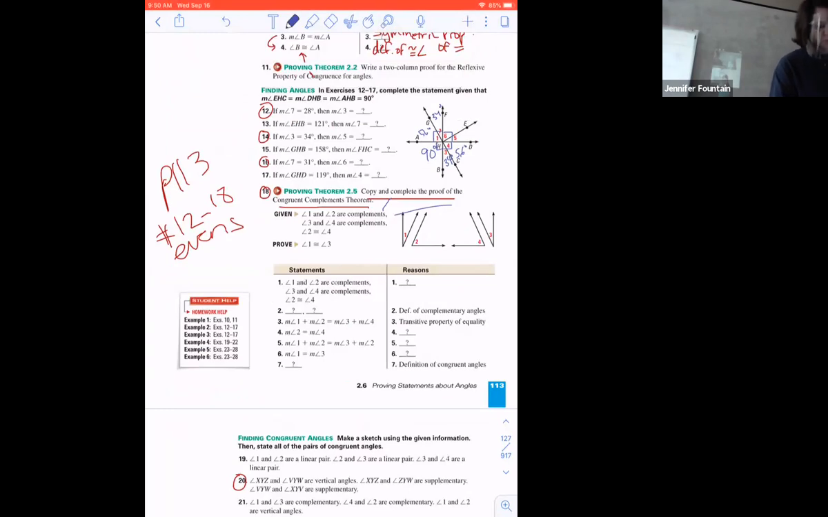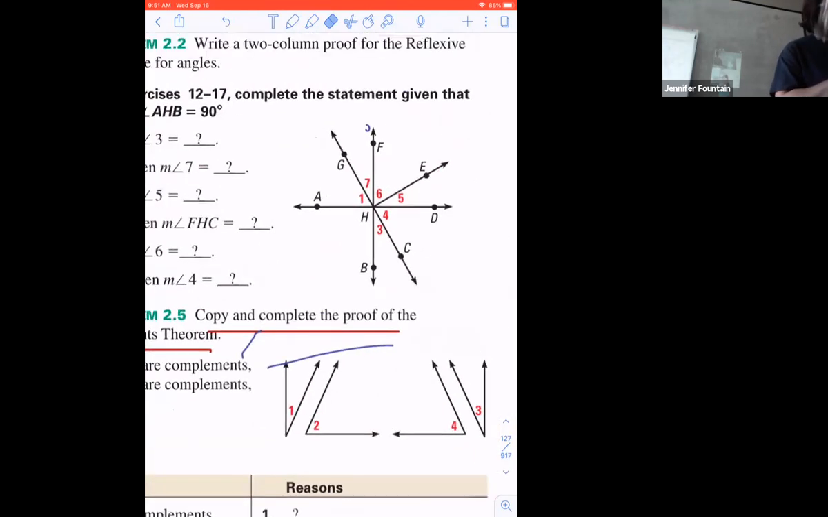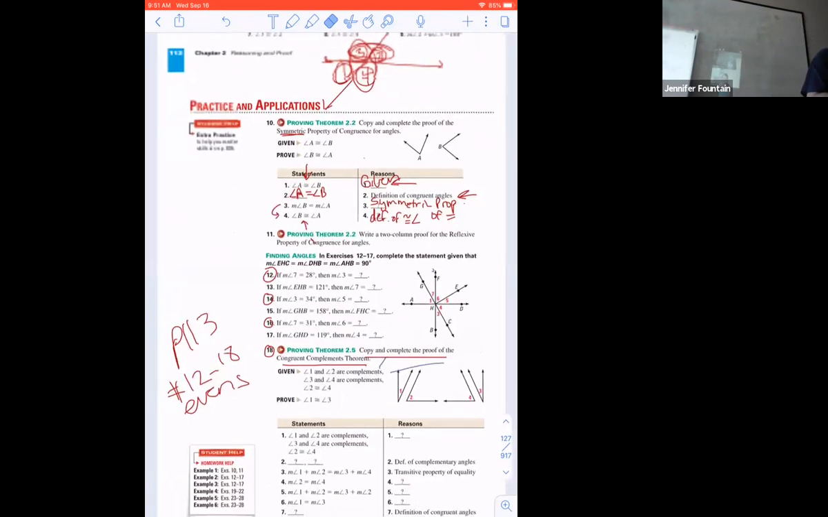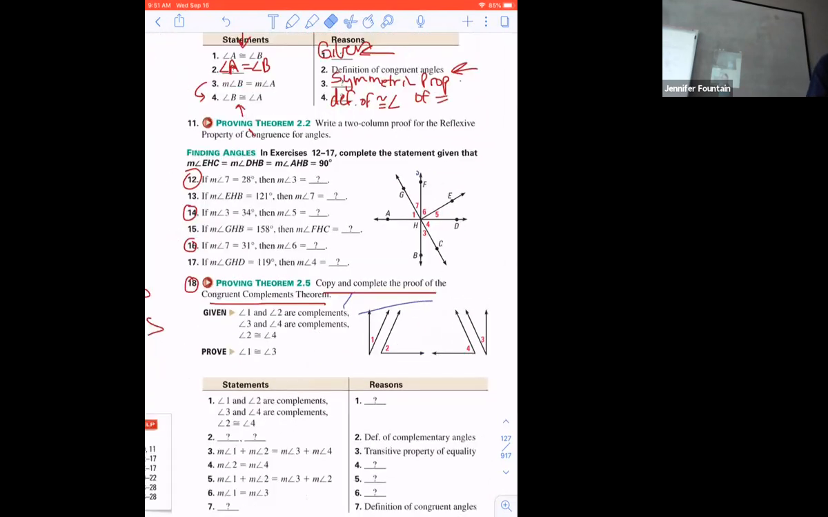Okay, look at 16. If the measure of angle 7 is 31 degrees, then what is the measure of angle 6? 59 degrees. Okay, if 7 is 31, then 6 is 59. Number 18, it says copy and complete the proof of the congruent complements theorem.